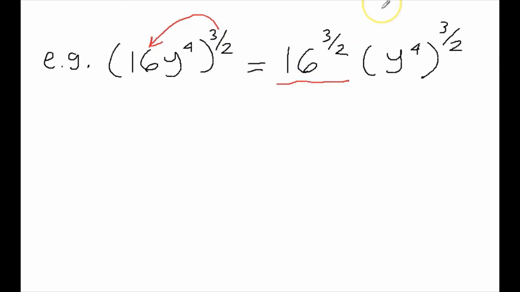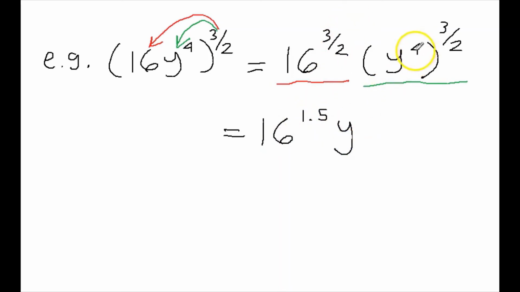And then what did I do? So switching to green here. I take the 3/2 and apply it to the y to the 4th. That's what you've got here. Okay, how does that look? You satisfied with that? Okay, what is 16 to the 3/2 power? If you got a calculator, try taking 16 and raising it to the 1.5 power, because 3/2 is the same thing as 1.5. Now for the y, multiply 4 by 3/2.